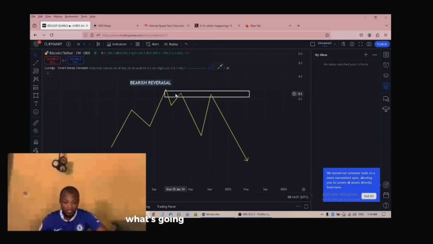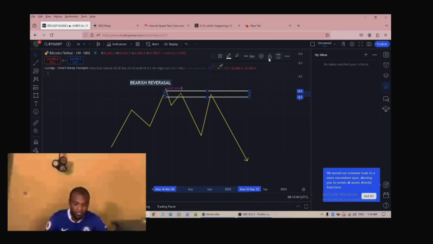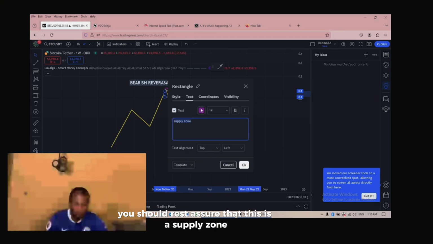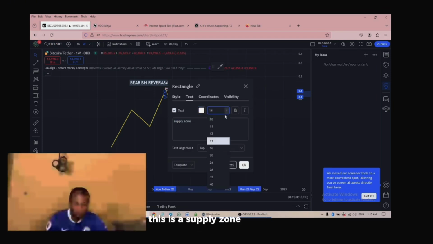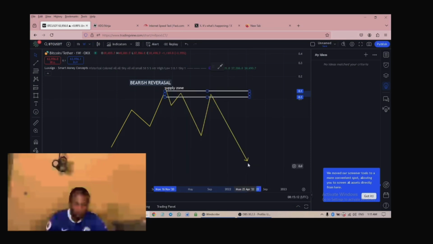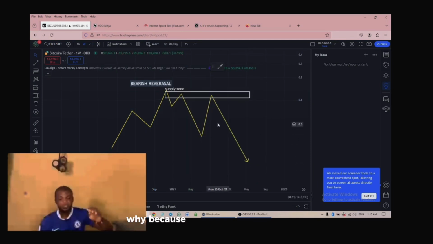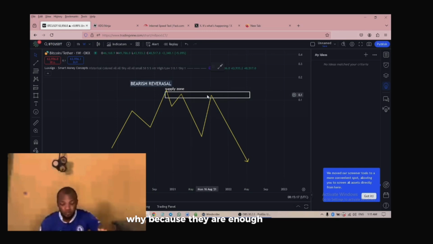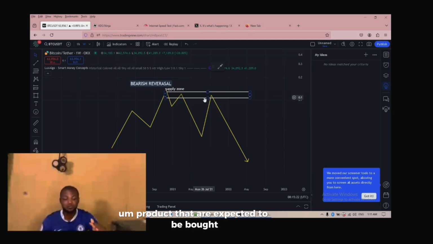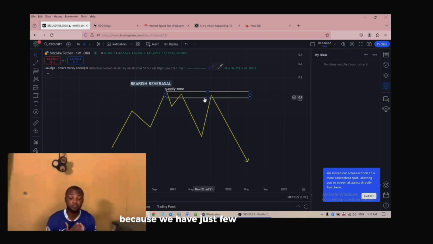Let me write what's going on. When you see a market like this, you should be rest assured that this is a supply zone. Why? Because there are enough products that are expected to be bought, but they are not being bought because we have just few buyers.